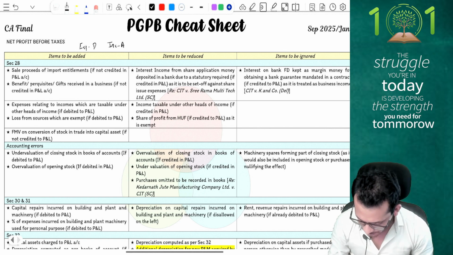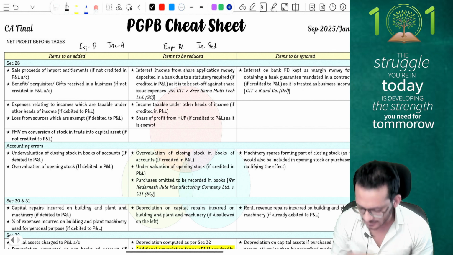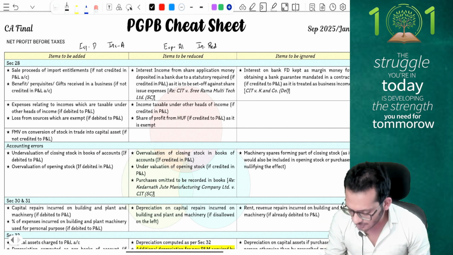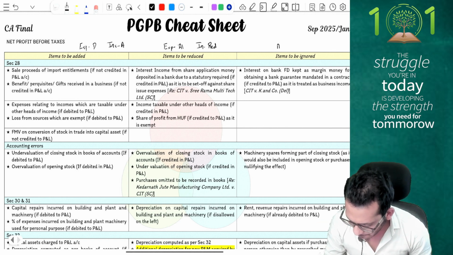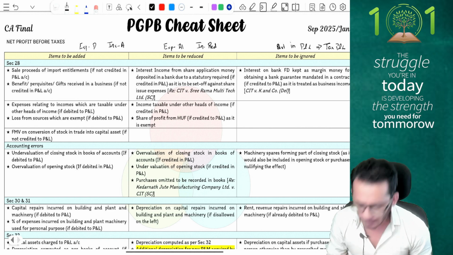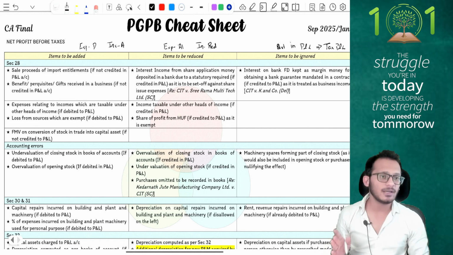When it comes to reduced, people, what is it going to be? It is going to be an expense which is allowable, or an income which is going to be reduced. Items to be ignored would be items which are part of P&L and should be there in P&L. Yes or no? Yes. So please keep that understanding in mind, people.